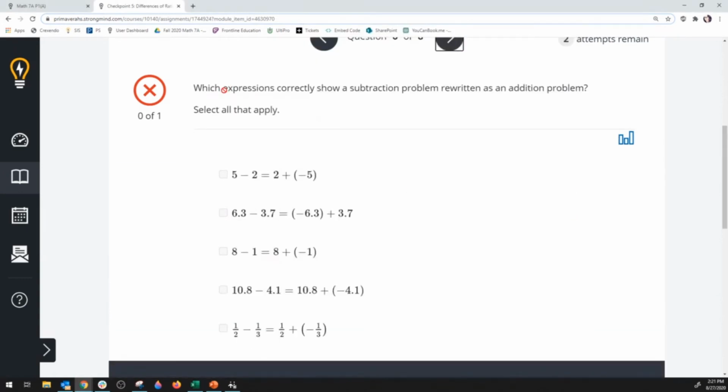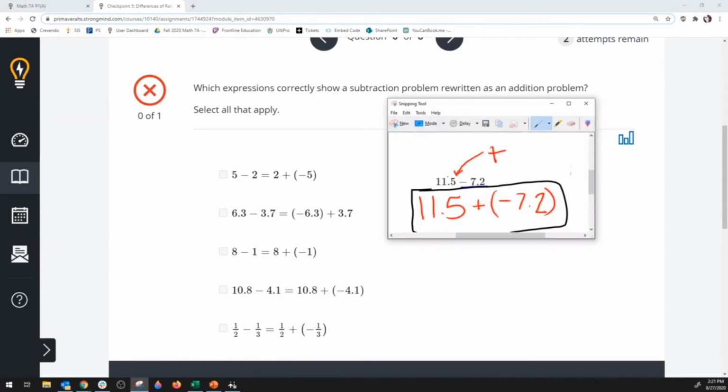We want to select which expressions correctly show a subtraction problem rewritten as addition. Remember when we did this one earlier, right here? The only thing that changed was I added a plus sign directly after that first number. My first number was 11.5, right? In my final answer, my first number is also this 11.5 here. Okay, this is huge. Your first number going from your original expression to your next one needs to be the same. If it's not the same, it's automatically wrong.